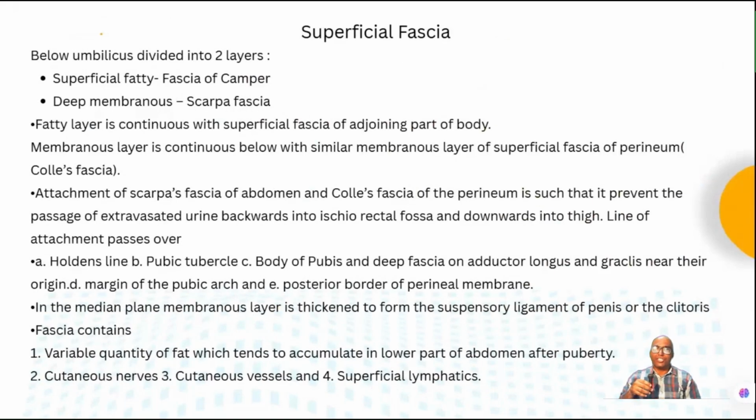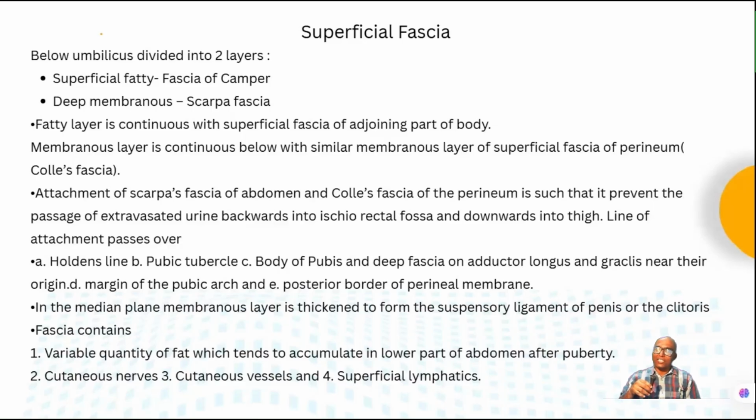Superficial fascia below the level of the umbilicus is divided into two: fascia of Camper, that is a superficial fatty layer, and a deep membranous layer, that is Scarpa's fascia. The fatty layer is continuous with the superficial fascia of the adjoining part of the body, while the membranous layer, Scarpa's fascia, is continuous below with the similar membranous layer of the superficial fascia of the perineum, that is Colles' fascia. So there is a junction of Colles' fascia with Scarpa's fascia downwards.